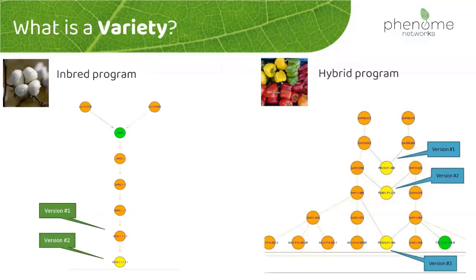Okay, let's start to define a variety. Whether it's an inbred program or hybrid program, the breeder will develop potential varieties and make several versions of it until they reach the commercial variety. You can see in the inbred program pedigree, you may have one or two versions of the potential variety. In hybrid programs as well, the breeder can make several versions of the same hybrid until they reach the same variety.